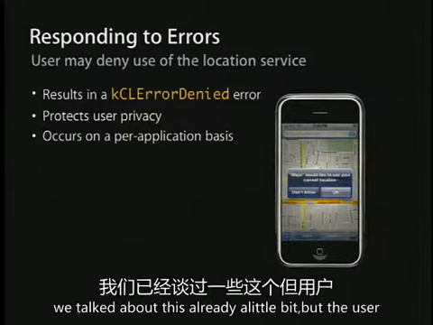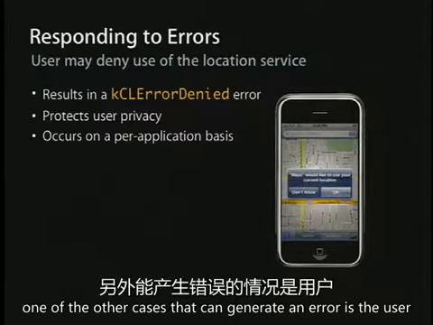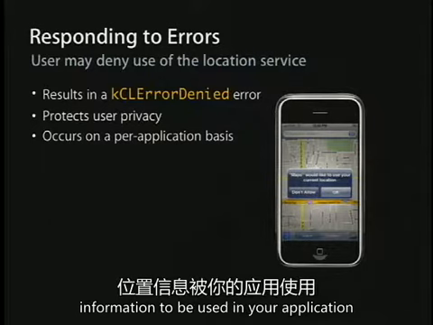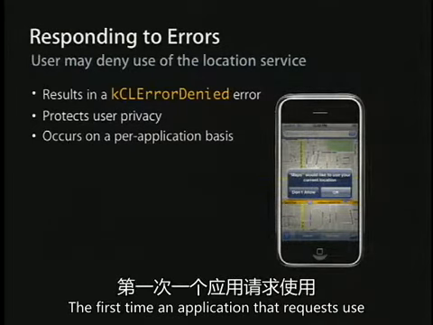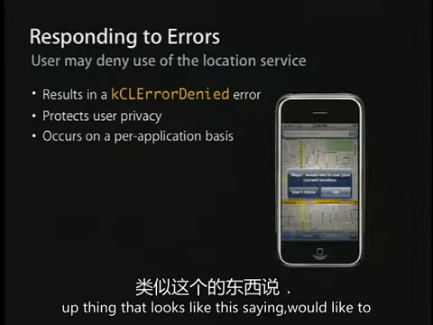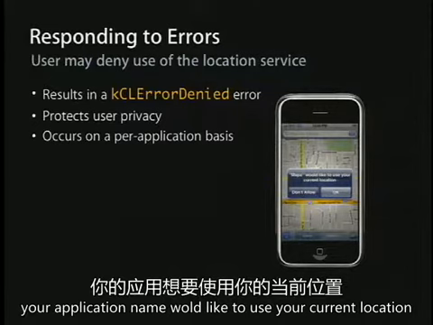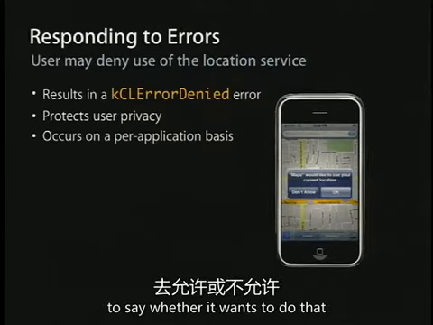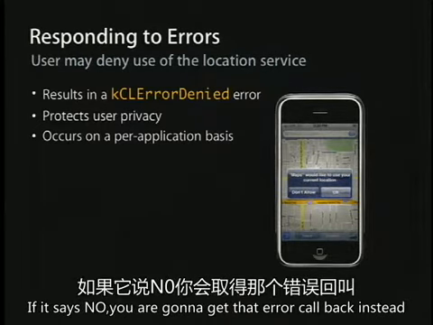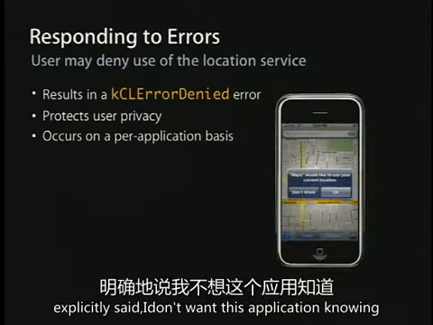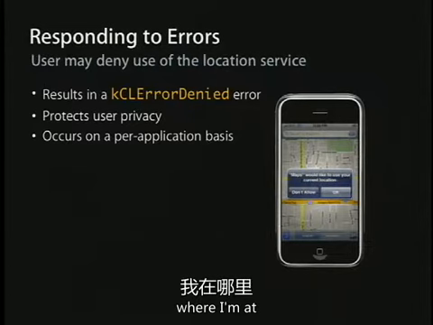We talked about this already a little bit, but one of the other cases that can generate an error is the user explicitly saying that they don't want to allow location information to be used in your application. The first time an application that requests the use of the Core Location framework is used, they're going to get a pop-up that looks like this, saying, your application name would like to use your current location. And the user has the option to choose either yes or no. If they say no, you're going to get that error callback instead of the success with the location information, because the user explicitly said, I don't want this application knowing where I'm at.